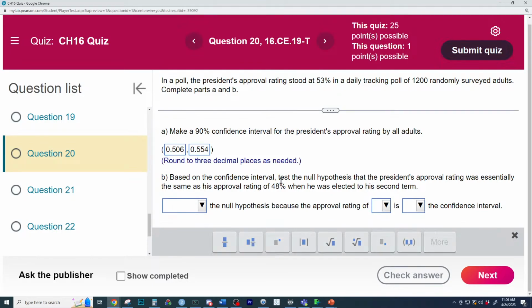There we go. Based on the confidence interval, do you think it's the same as 48%? And so here's the thing. When you look at a confidence interval and you interpret it, I am 90% confident that the president's true approval rating is contained in the interval 50.6 to 55.4. So would you reject or not reject 48%? And then think about why.